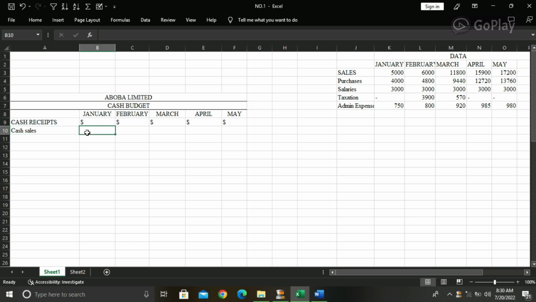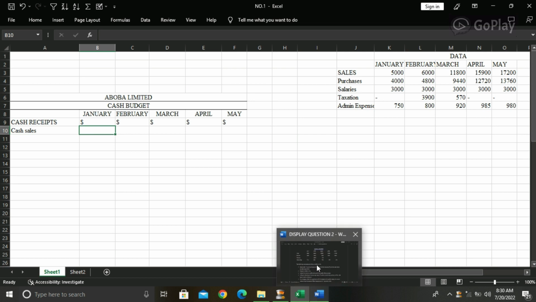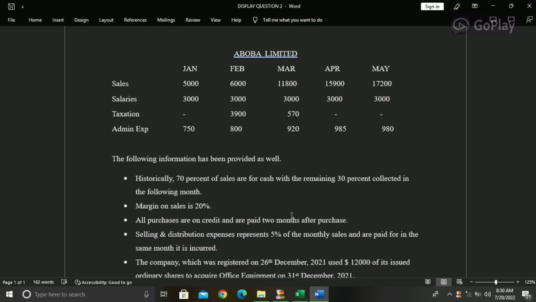Now cash sales simply means goods that you sold and receive the money instantly. So let's look at the question and remind ourselves about how the sales were made. Historically, 70% of sales are for cash, with the remaining 30% collected in the following month. So it means that 70% of each sale here is for cash, while the 30% is collected in the month following the sale.